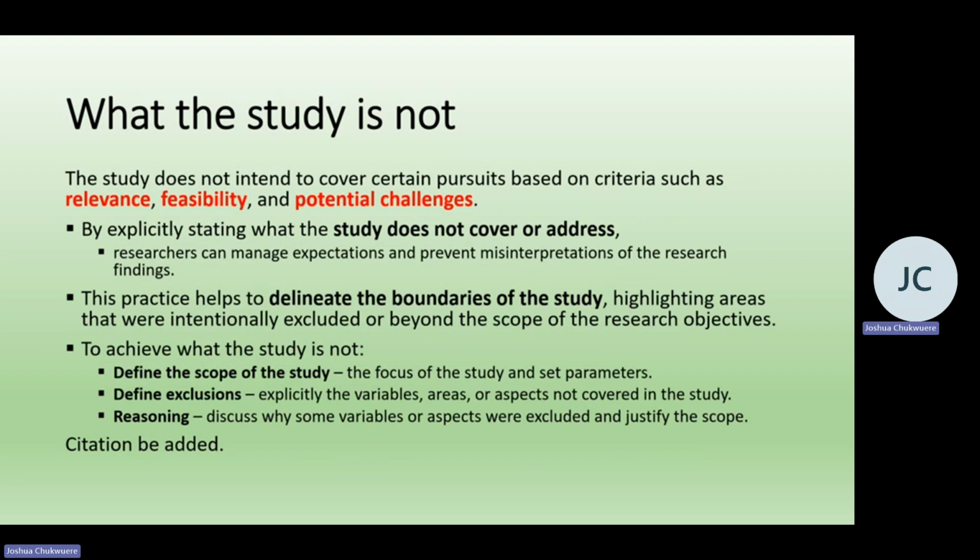Now we're going to another section that says what the study is not. This is different from the limitation. The limitation talks about you defining the boundary of the study, the extent, and within that extent, the constraints and the things that can prevent it. Now, under what the study is not, we are simply trying to tell the reader that the study does not intend to cover certain pursuits, based on a level of criteria which can be relevance, feasibility, and potential challenge.